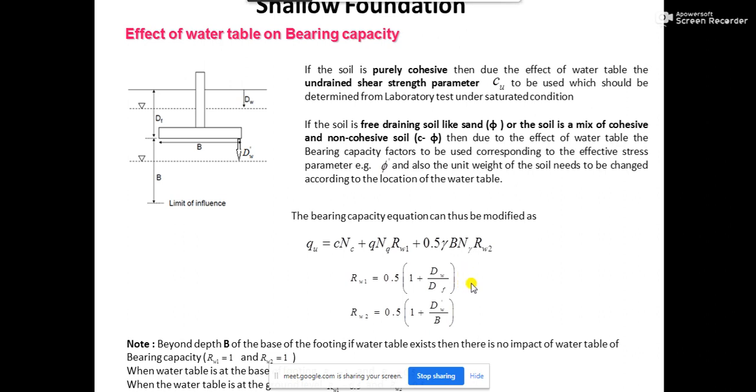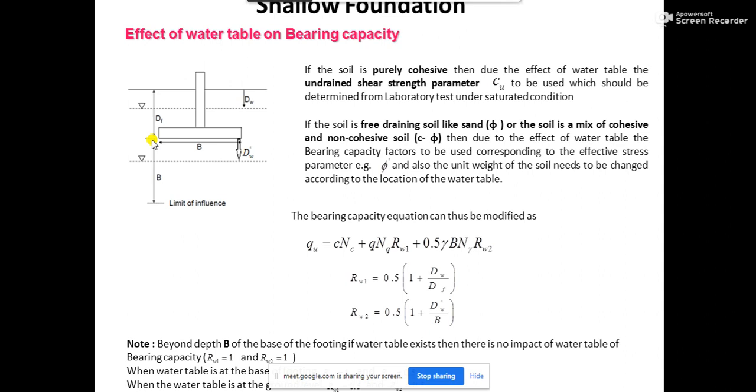Okay, so what is happening? That means when the water table has risen beyond the base of the footing, your gamma D Nq term will also be impacted. That means you need to reduce the value of gamma by multiplying with the factor Rw1. And what is that Rw1?